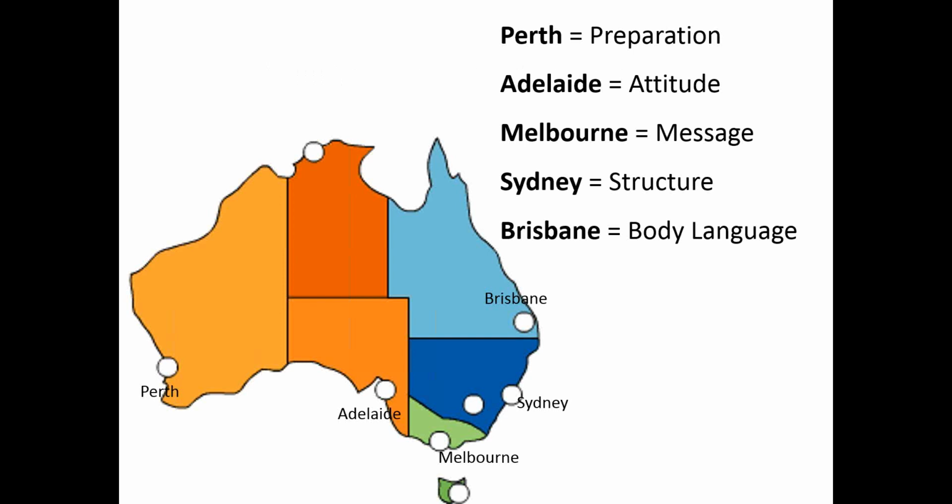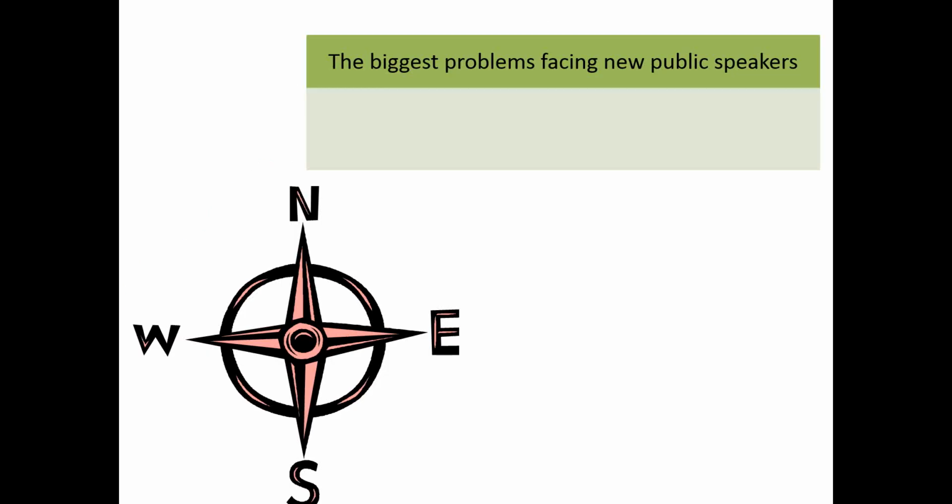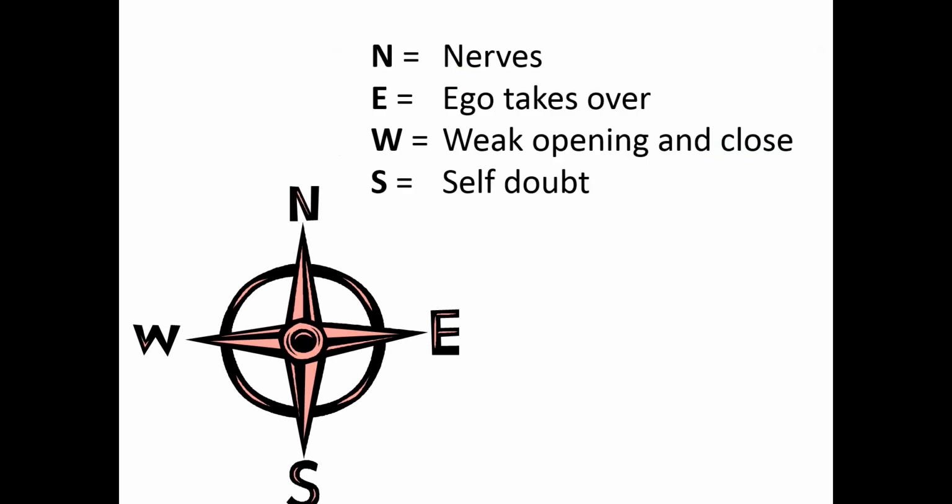Preparation, attitude, message, structure. That's a mind map. Use mind mapping. Biggest problems facing new public speakers: north, east, west, south. Nerves is the biggest problem. Second biggest problem is ego. They come in with their ego state. Third, preparation. Third problem, I can't remember. They have a weak opening and close and self-doubt.